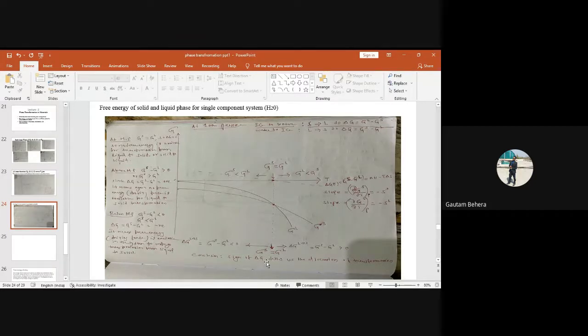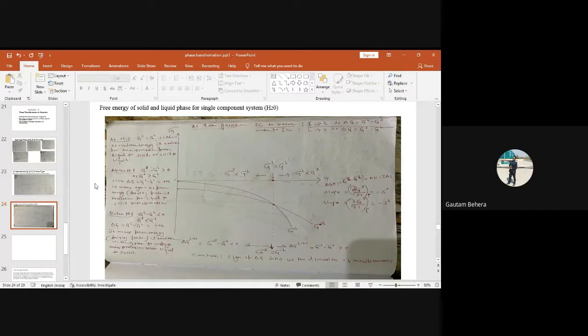So that's why it is written: sign of delta G tells us the direction of transformation. Whether delta G is positive, negative, or 0, that tells about the transformation direction. So first criterion: at the melting point, free energy of solid is equal to free energy of liquid phase. So delta G is equal to 0. So there is no driving force available, so there will be no transformation. The liquid will not transform into solid, or solid will not transform into liquid.